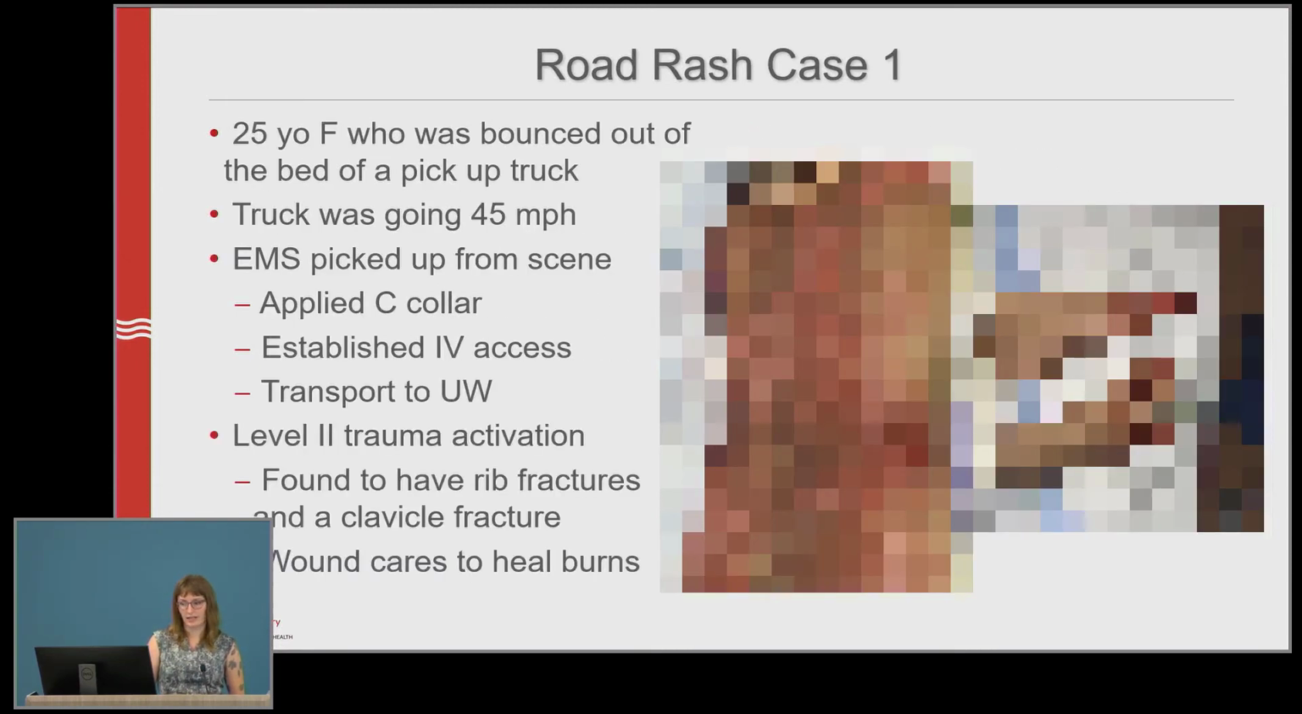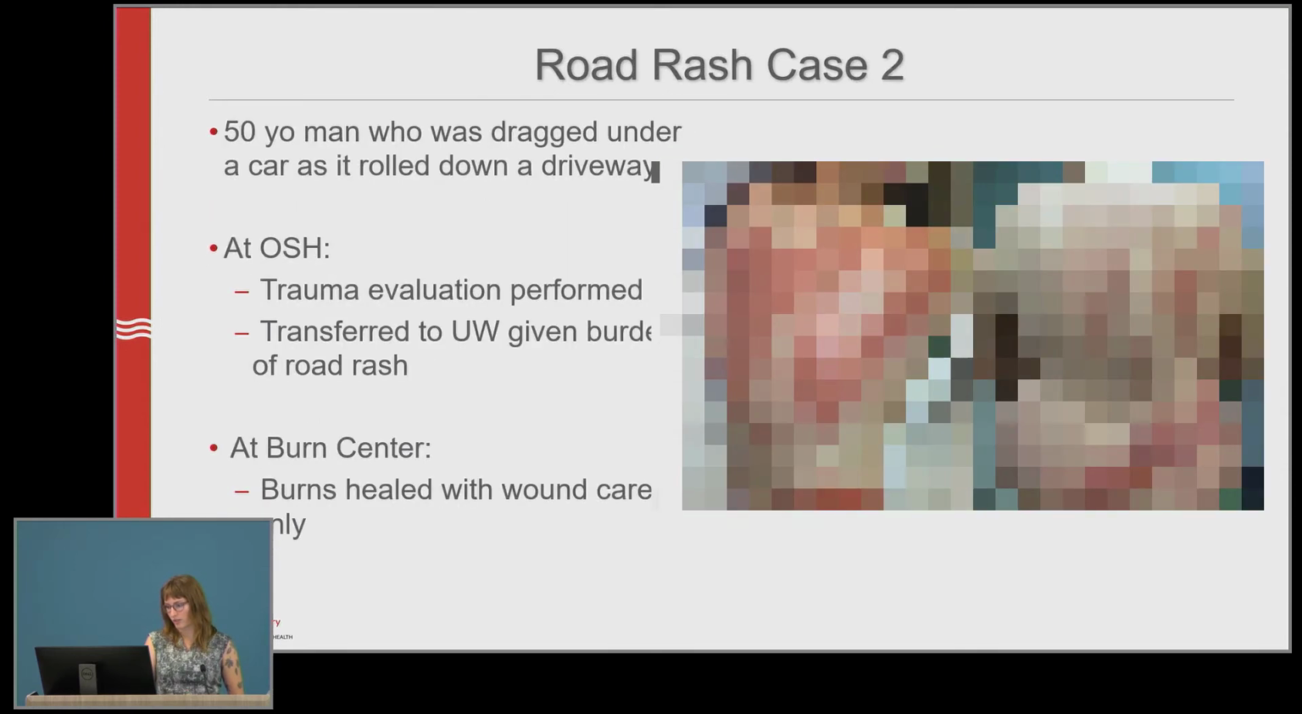So we've got a few cases to kind of illustrate this. We got a young woman who was bounced out of the bed of a pickup truck and rolled across the ground, basically. EMS met her at the scene, found her on the road, applied a C-collar, got IV access, and brought her straight to UW. When we saw her, we found that she had multiple rib fractures and a clavicle fracture, and thankfully that was about it for her traumatic injuries. And then road rash over much of her body. I just have a few representative pictures, but she had significant road rash all over her body that required quite some time to heal.